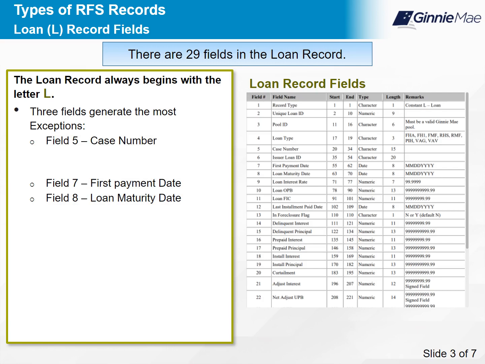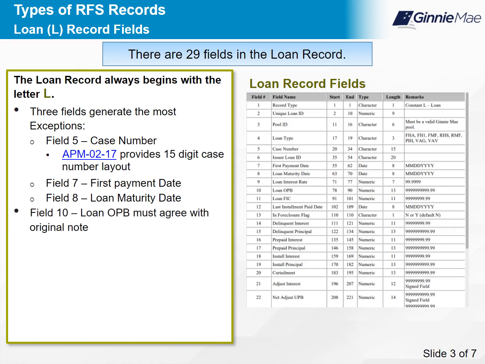These 3 fields should all match the reported values from loan origination. The case number layout for each agency can be found in APM 02-17. All 15 digits of the case number are required on each loan record. The loan OPB, original principal balance, field 10, must agree with the original note even if the loan has been modified. The last installment paid date, field 12, should be reported when a full P&I payment has been received.